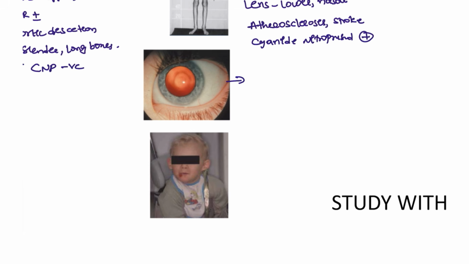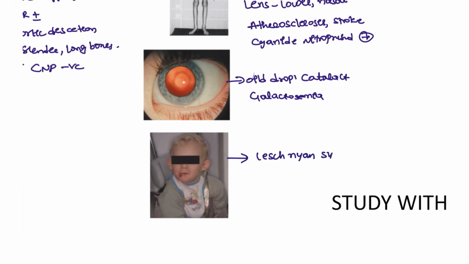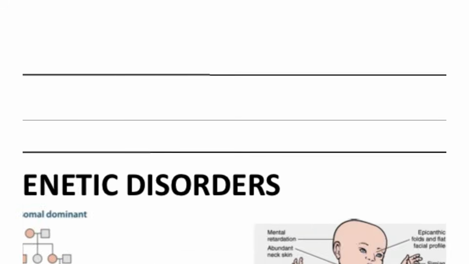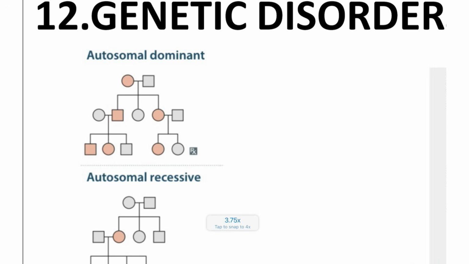Next, this condition you all can understand, oil drop cataract. Oil drop cataract is seen in the patients of galactosemia. And here you can see this is Lesch-Nyhan syndrome, with HGPRT deficiency in this patient, self-mutilation, and orotic aciduria like orange sand which will be seen in the diaper of the patient. Next, moving on to the genetic disorders.